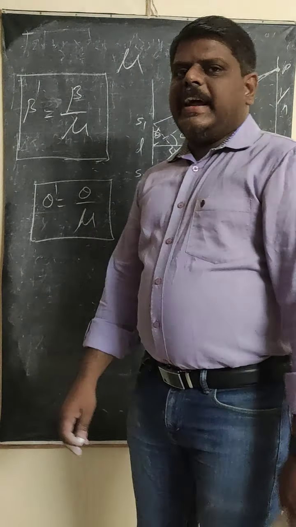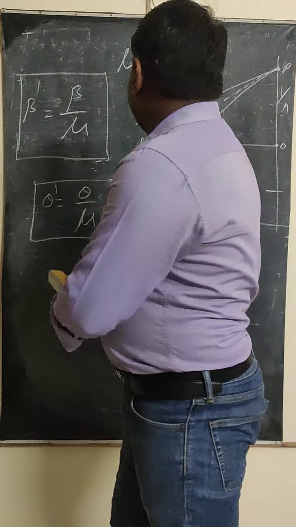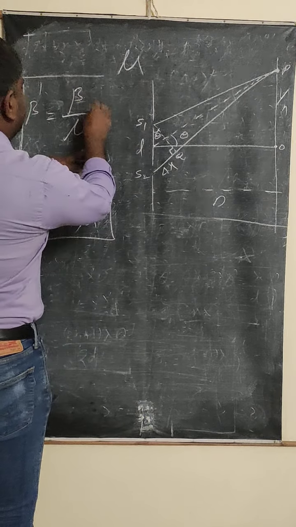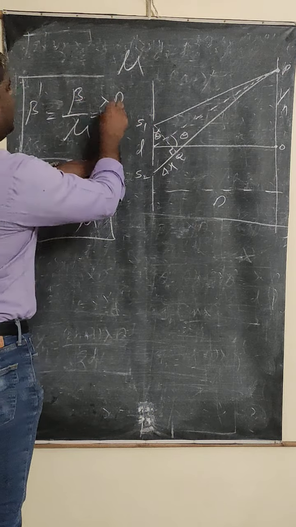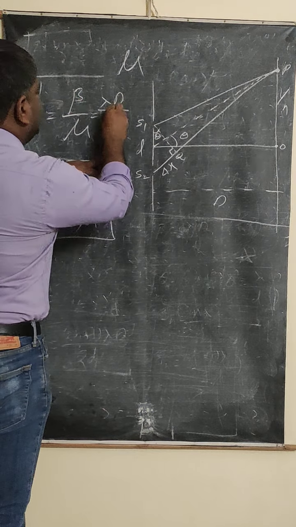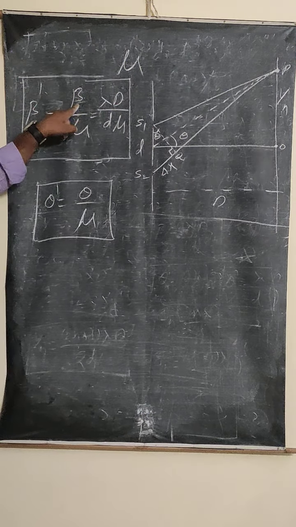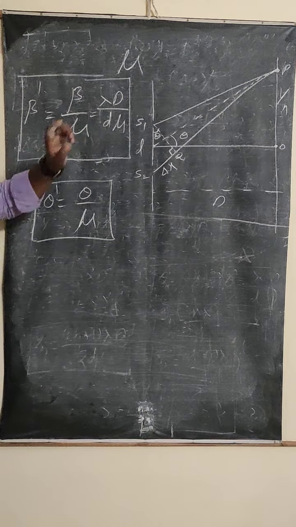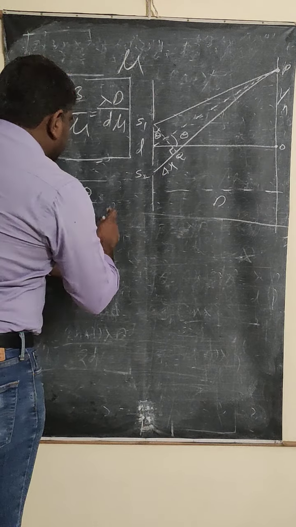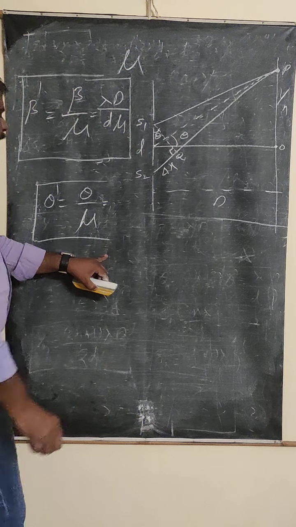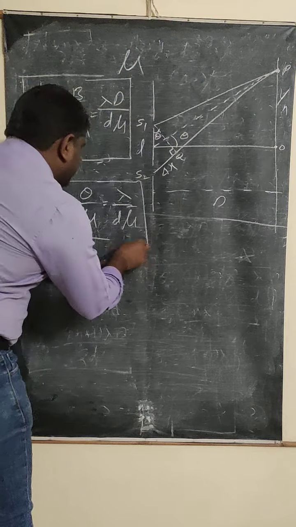And beta is equal to lambda into capital D by small d. Then this formula can be written as lambda into capital D by small d into mu. Like that we can write. Okay, in place of beta, you can write lambda into capital D by small d into mu. And theta dash is equal to theta by mu. How can you write? Theta is the angular fringe width, lambda by d. Lambda by d means lambda by d into mu. Like that we can write the formulas.